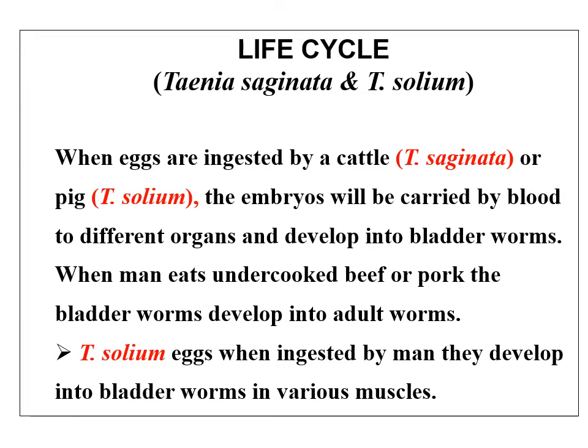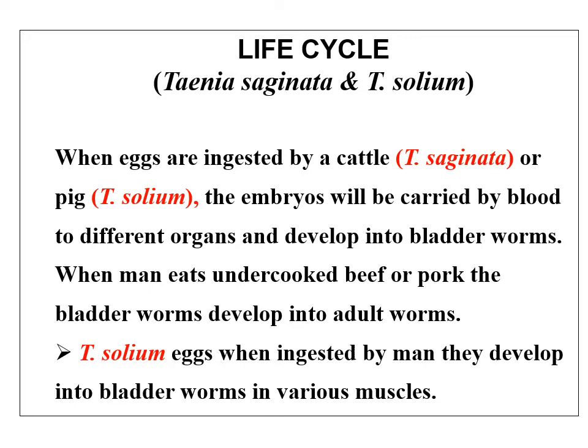So usually it leaves the intestine of the animal and goes to different organs, and they develop into what is known as bladder worms. Technically, they are known as cysticerci. Each one is a cysticercus. The bladder worms are usually just fluid-filled vesicles containing a scolex. So the bladder worm is a fluid-filled vesicle containing an invaginated scolex.